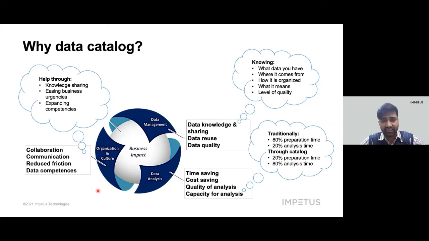Moving ahead, now you might ask yourself what impact a catalog may have on your business. We have been talking about it, but this is what the real answer is. It basically impacts our business in three ways. It impacts our data management, it impacts our data analysis, and it also impacts our organization's culture. Let's understand each of them one by one.